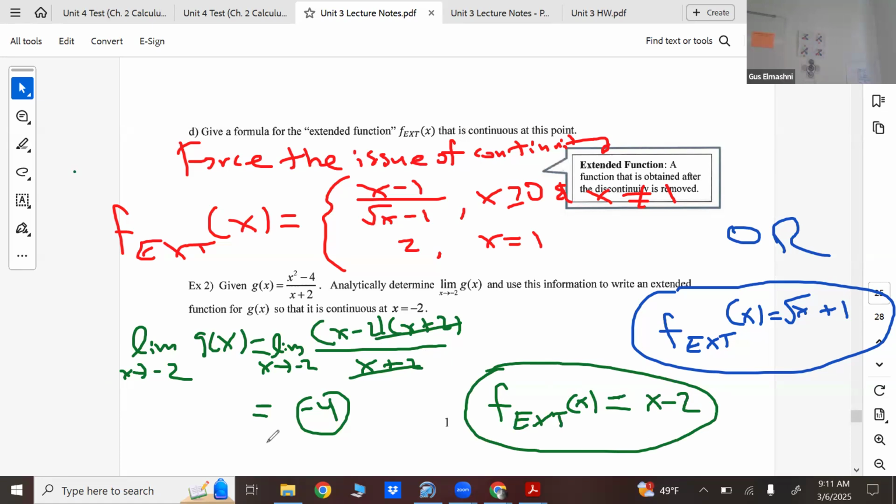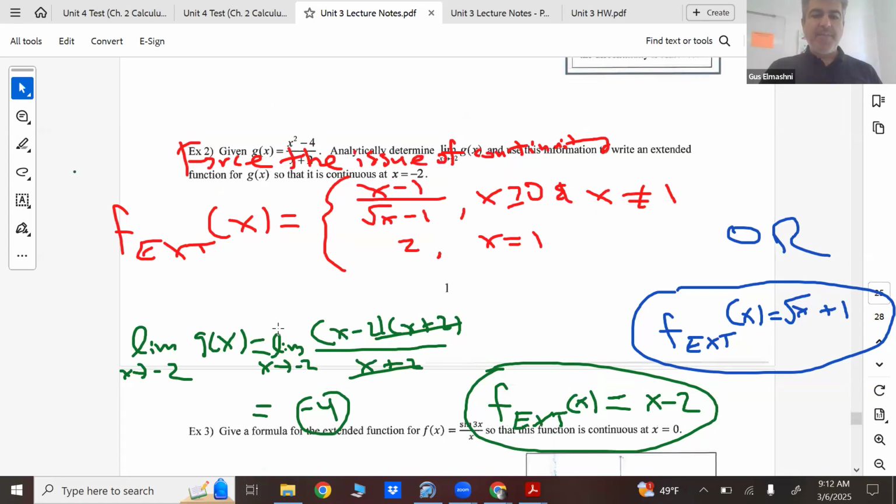What is this? That's just a line, right? That's a line also. It simplifies to a line. Well, the hole. You want to get rid of it? You want to fill in that hole? Go with this. That's why it's extended. You've extended the function to fill in that hole. That's why it's called that. So it's forced an issue of continuity. All right, so again, don't overthink it.